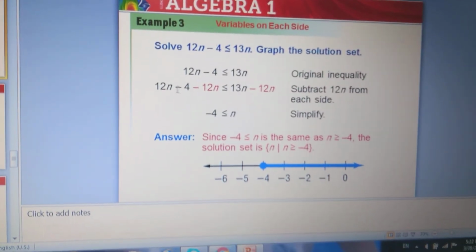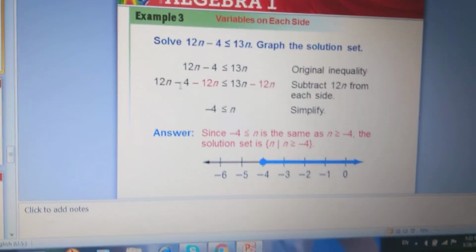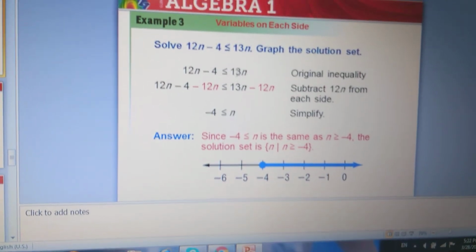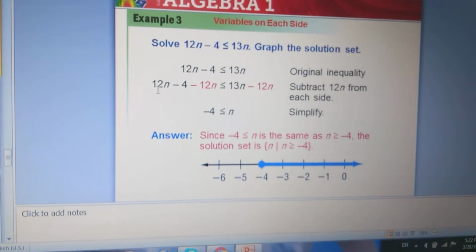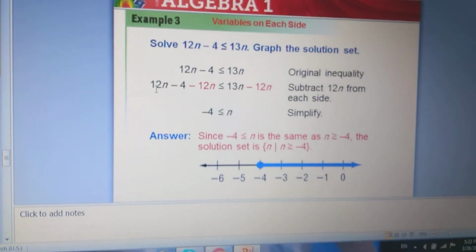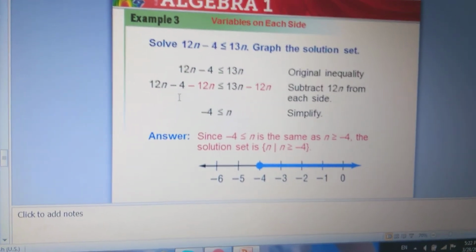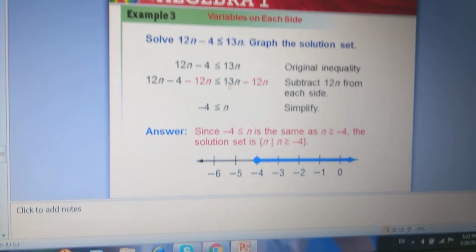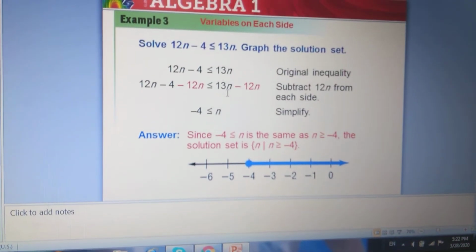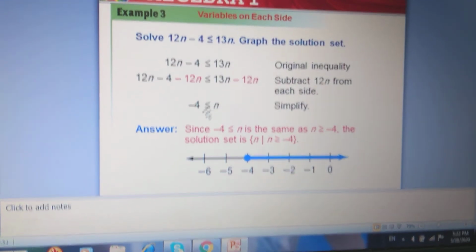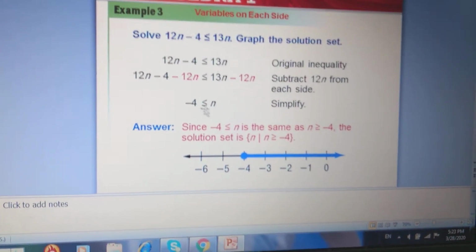You see here, 12n minus 4 minus 12n, 13n minus 12n. Negative 12n, positive 12n, 0. Then I have negative 4 only, I put it down. 13n minus 12n, it is n, or 1n. 1n and n are the same. Now I get negative 4 less or equal n.